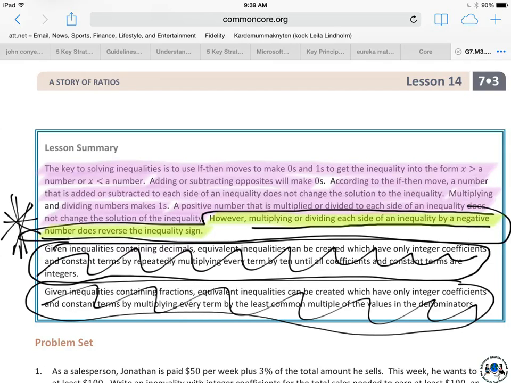But anyway, as far as the lesson summary, I would say this is probably the number one thing that we learned in the course of this lesson: that idea of when we reverse an inequality sign.